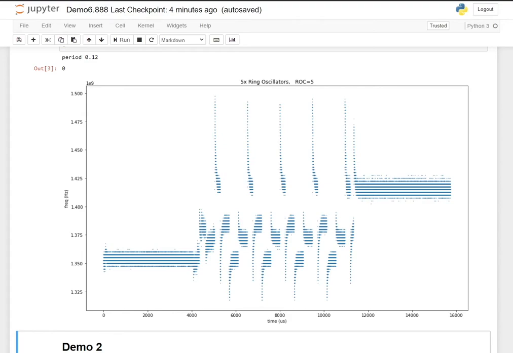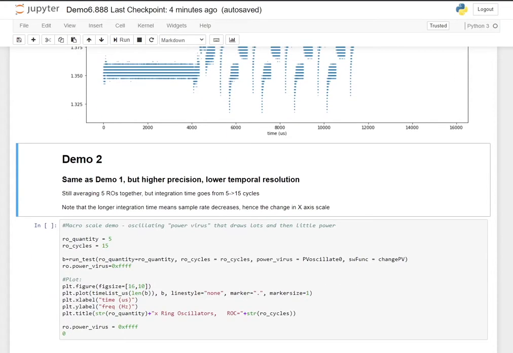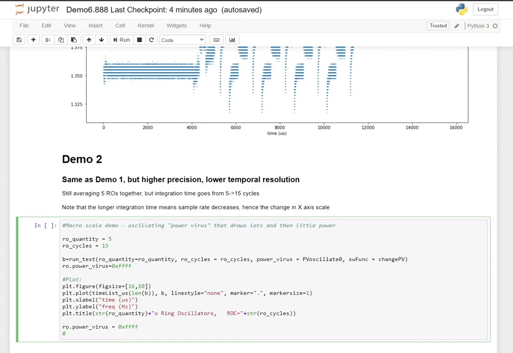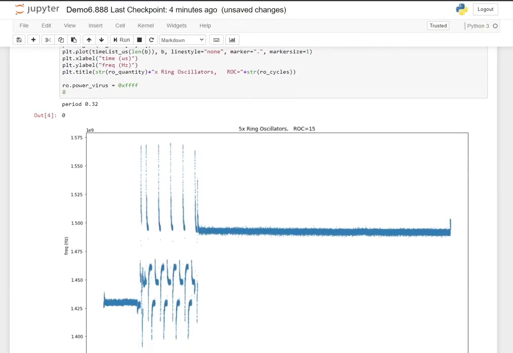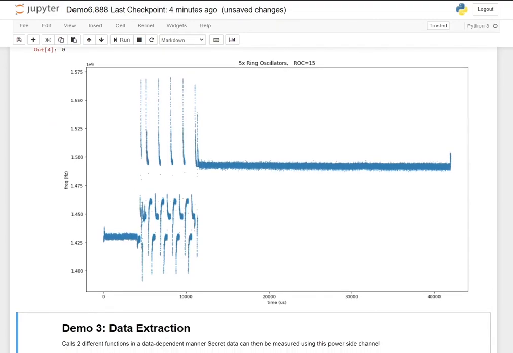One of the purposes of this project was to ask what the trade-off is. Can I get smaller quantization error? Can I get just smaller error in general, at a trade-off of maybe losing some temporal precision? That's what I'm going to show in demo 2. Instead of integrating for 5 cycles, I'm integrating for 15. As we can see, we've got a 3x difference in speed, but we have much higher precision and less quantization error within each sample.